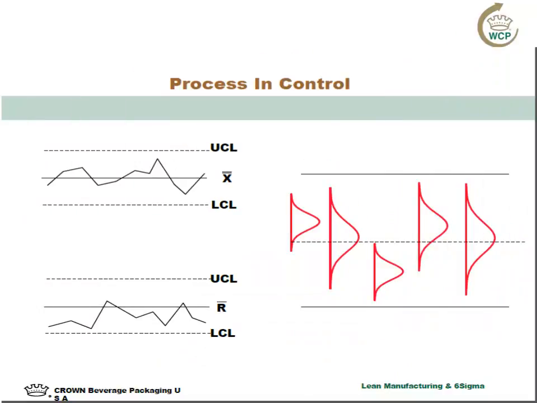This process is ideal where both the X-bar and range are in control. The movement in the chart is caused by normal variation in the process. When control charts look like this, there is no need for adjustment to the machine.